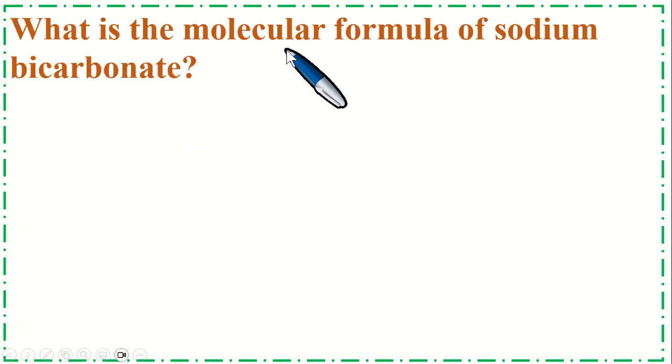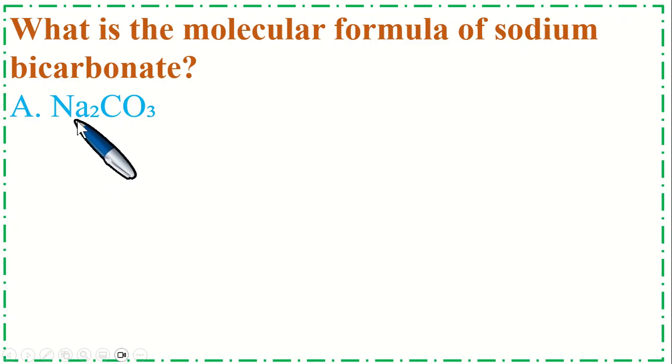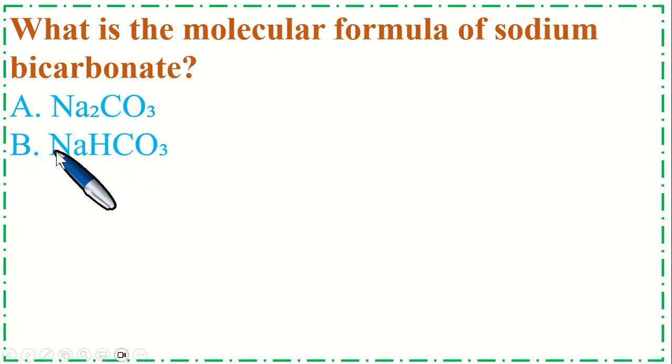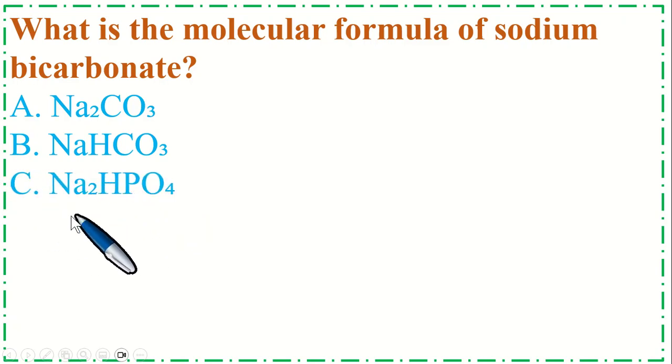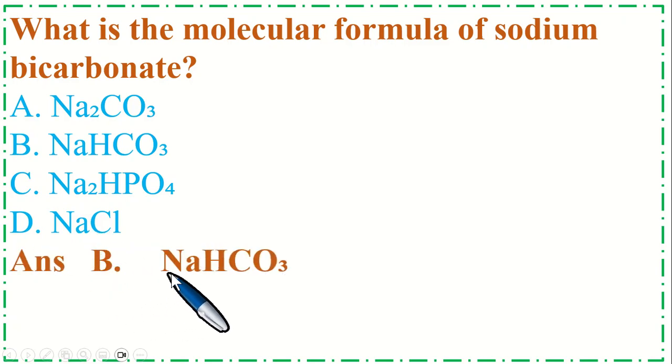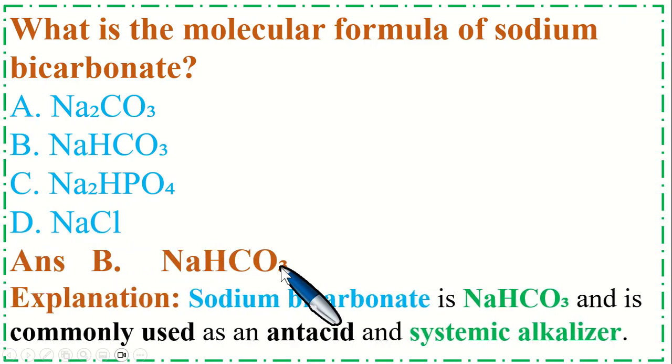What is the molecular formula of sodium bicarbonate? Option A, Na2CO3, option B, NaHCO3, option C, Na2HPO4, option D, NaCl. So the correct option is B, NaHCO3. Sodium bicarbonate is NaHCO3 and is most commonly used as an antacid and systemic alkalizer.